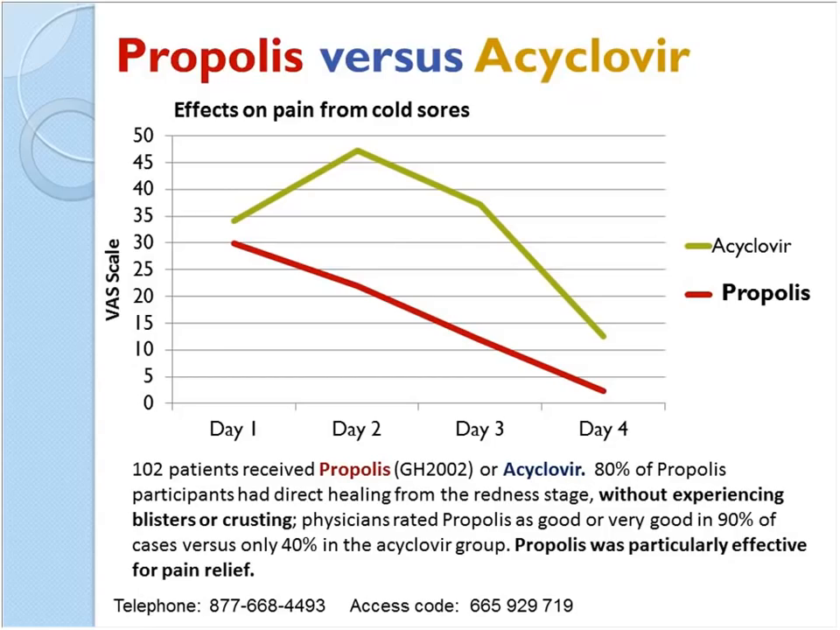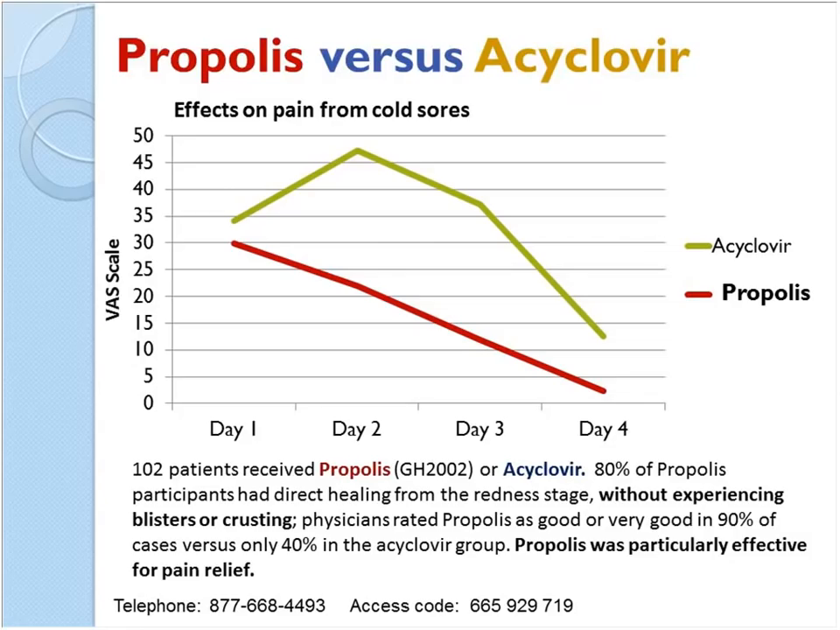In the aciclovir group, it actually increased. So on day 2, the pain was upwards of 47. That's a pretty big leap before it started to reduce by day 3. So aciclovir did not address pain as quickly nor as effectively.